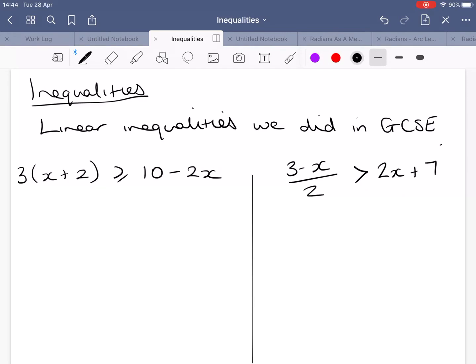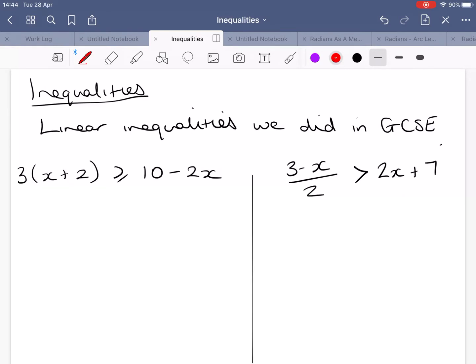So as we remember from GCSE, we can treat an inequality just like a normal equation, and it follows the same rules of algebra. So whatever you do to one side of the equation, you have to do the same to the other. Okay. And so I'll go through a couple of different types of examples. So the first one's got a bracket in it.